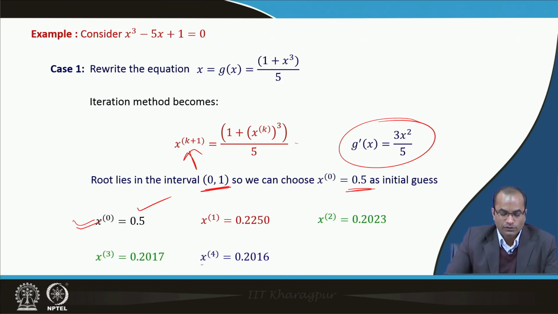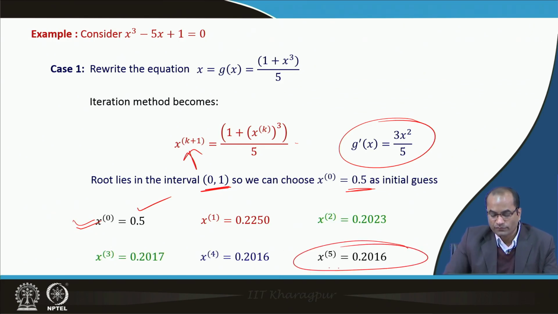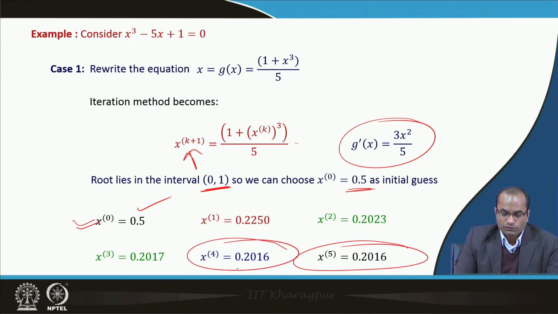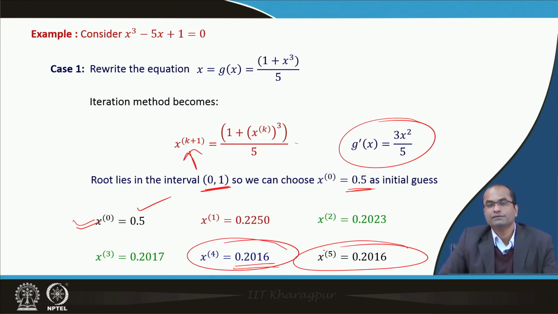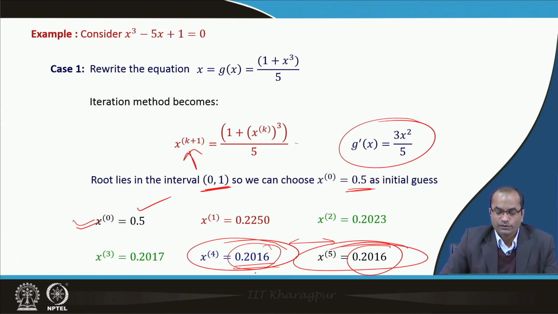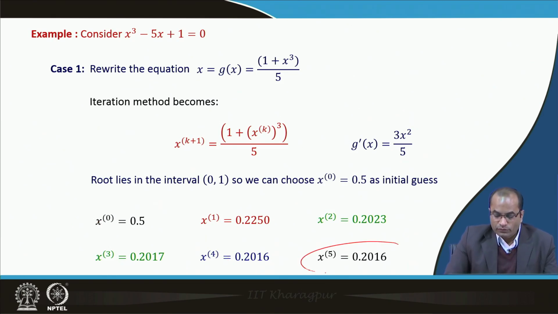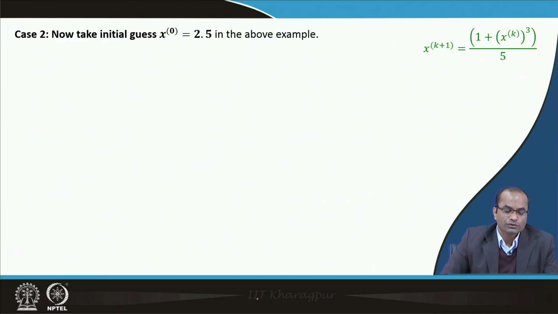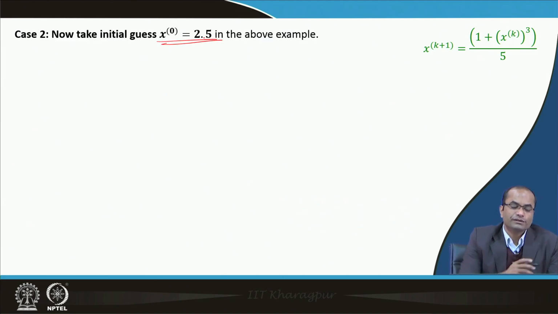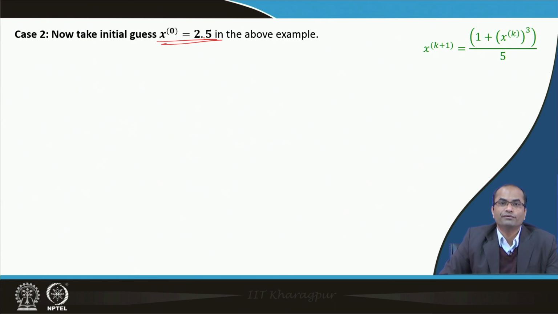then 0.20 and so on, and we see this 0.2016. Here also it was 0.2016. So, after this fifth iteration itself, the scheme seems to be convergent. You have 0.2016 here, also 0.20. So, there is no change happening up to this 4 digit. So, this is a very good approximation if 4 digits are considered, 0.2016.